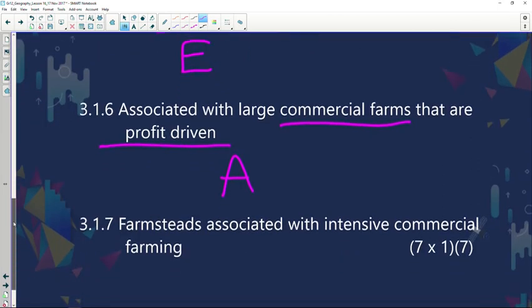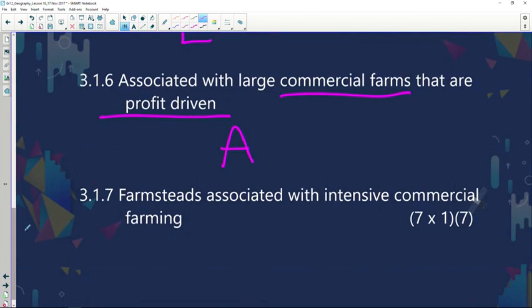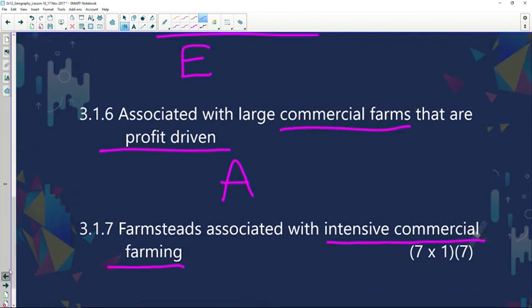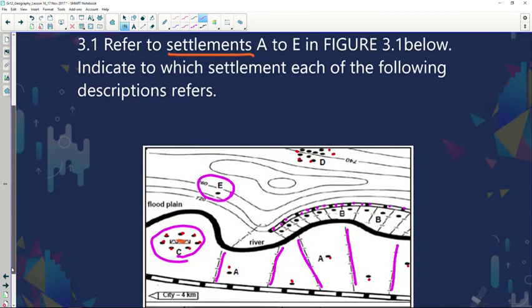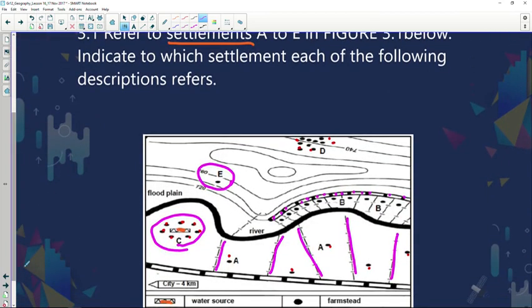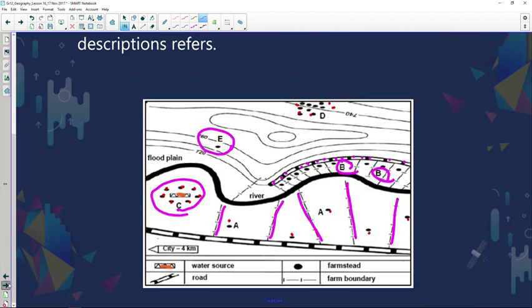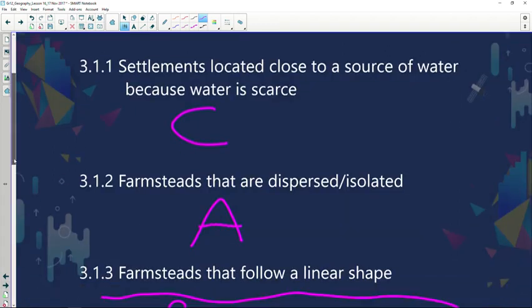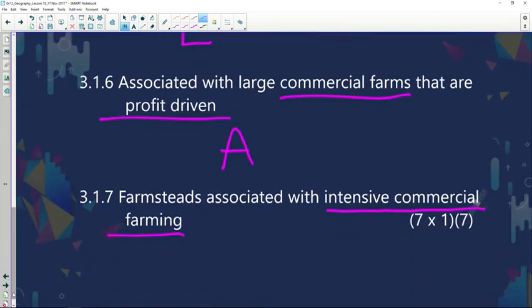And the last question, second last question, farmsteads associated with intensive commercial farming. If we quickly go back, intensive will be number B. As you can see, mostly mechanized, or it can be perishable goods. So the correct answer for 3.1.7 is B.